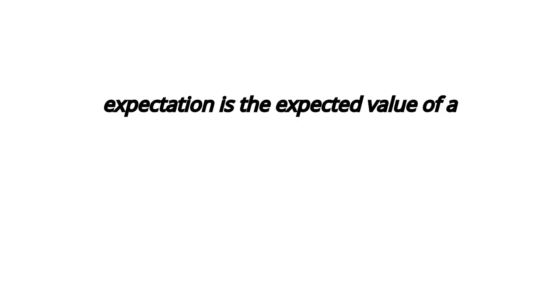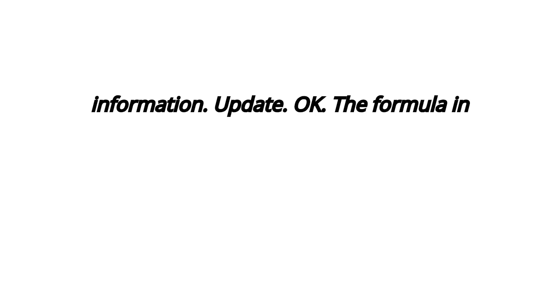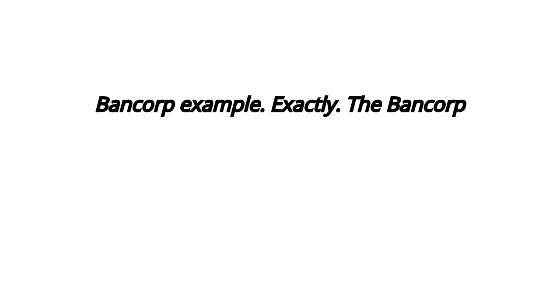Got it. And then we have conditional expectations. When would we use these? Conditional expectation is the expected value of a random variable, given that a specific event has already occurred. It lets us update our expectations based on new information. Update. Okay. The formula in our source essentially reweights the possible outcomes based on the probability of them occurring, given that the conditioning event happened. Like the Bancorp example.